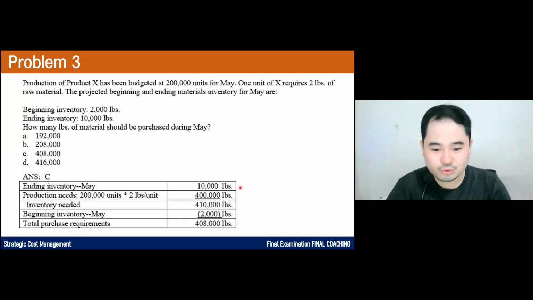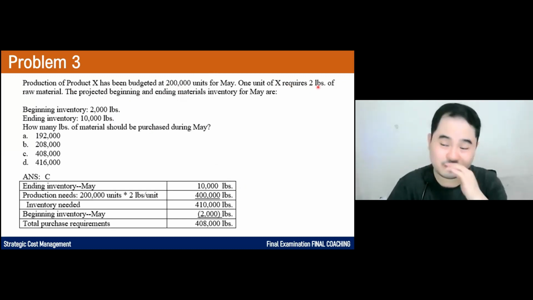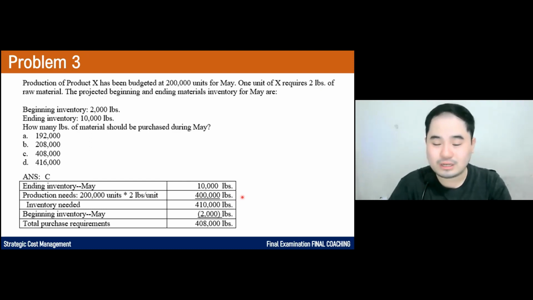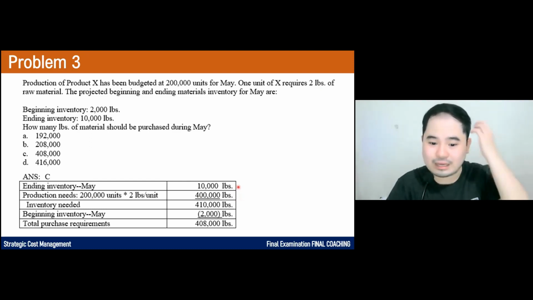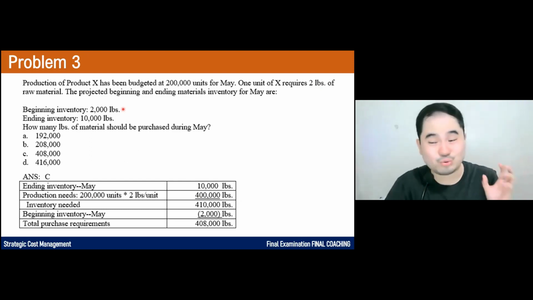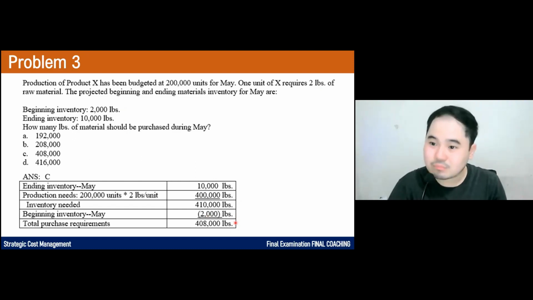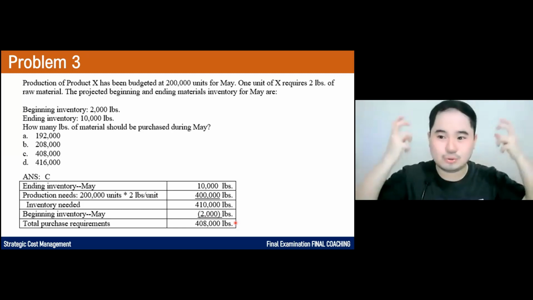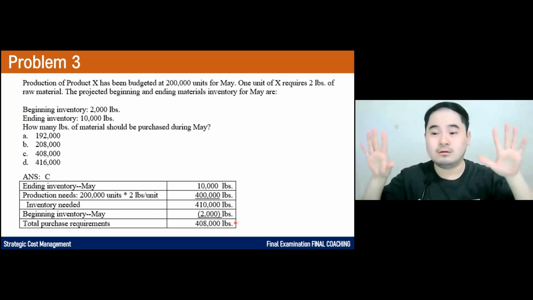So you start with your ending inventory of 10,000 pounds. Tapos, if I need to produce 200,000 units and it requires 2 pounds of materials, so my production needs would be 200,000 times 2, which is 400,000. So, ilan lahat ng inventory na kailangan ko? Kung kailangan kong ng 10,000, tapos 400,000 yung kailangan ko sa production, I need a total of 410,000. However, I already have 2,000 pounds with me. Then the purchase requirements, or the number of pounds of materials that I just need to purchase, is 408,000 na lang.